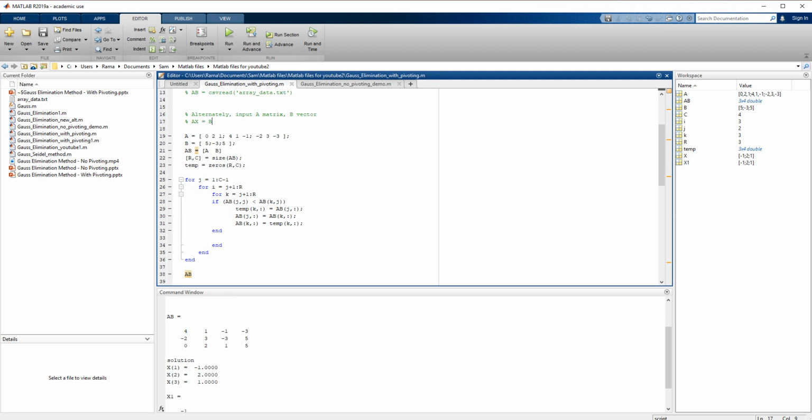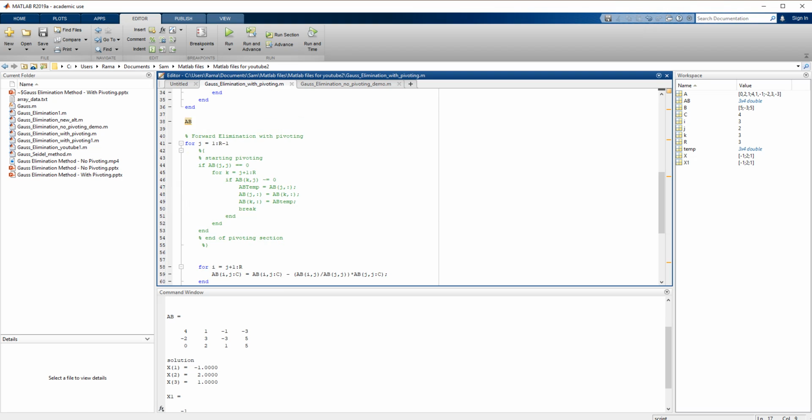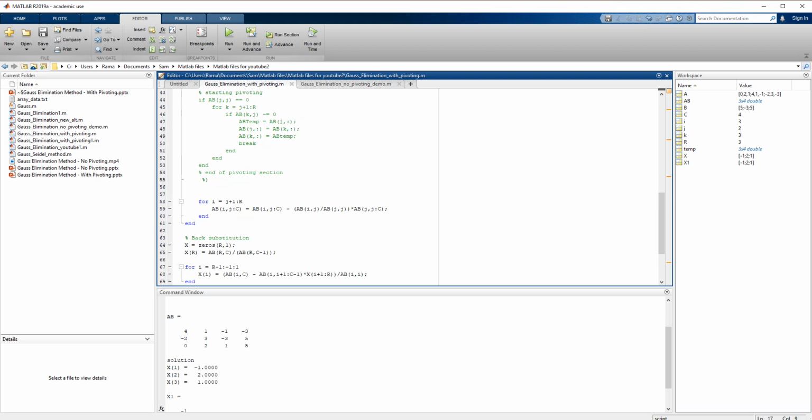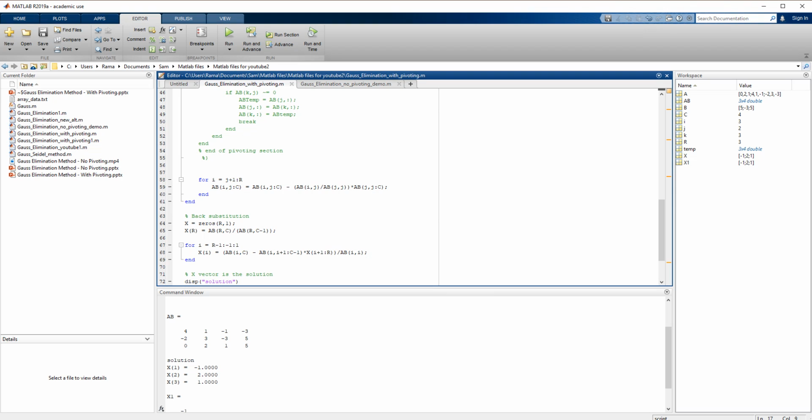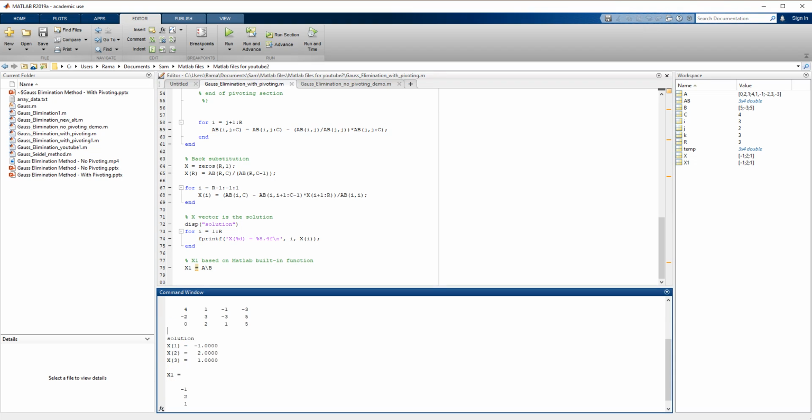So the pivoting algorithm is given here, and then the forward elimination is given here, and the backward substitution is given here. The forward elimination and the back substitution remain the same, and the values obtained here are -1, 2, and 1, which compare to the values provided by the built-in function in MATLAB, which is -1, 2, and 1.